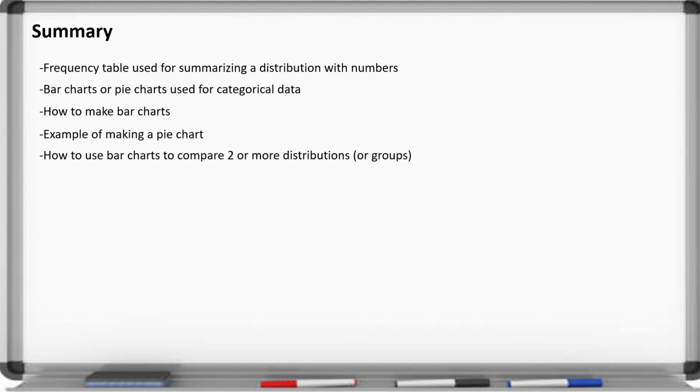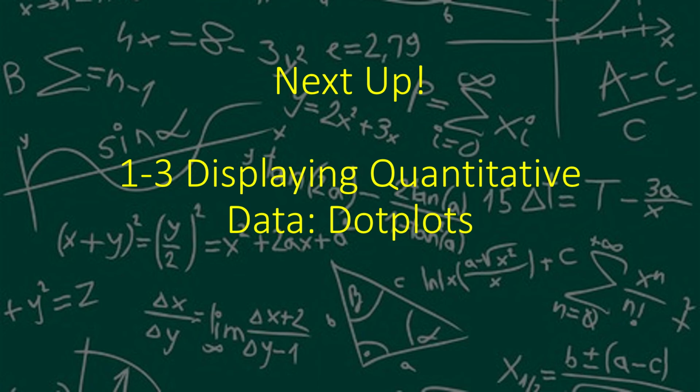And we discussed how to use bar charts to compare 2 or more distributions or groups based off of color coding. Then we discussed how we can mislead others using pictographs and issues with scaling in order to make others misinterpret the data. All right, next up we're going to be talking about quantitative data, beginning with displaying dot plots.